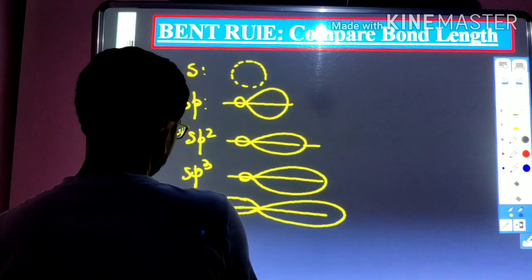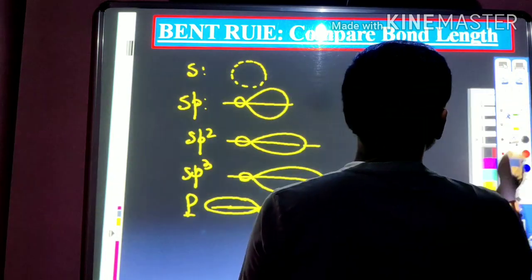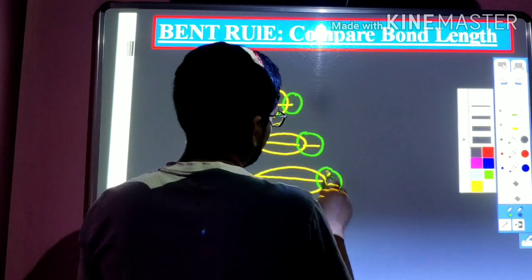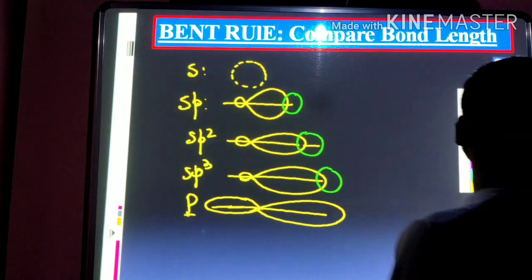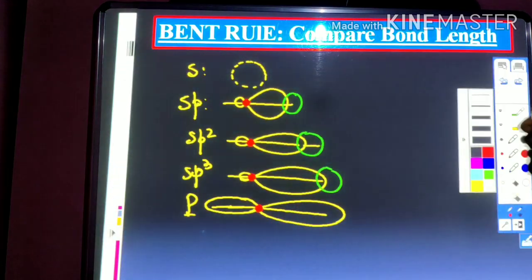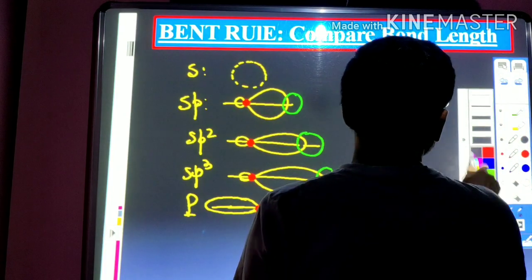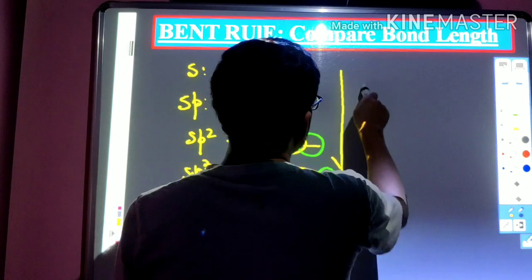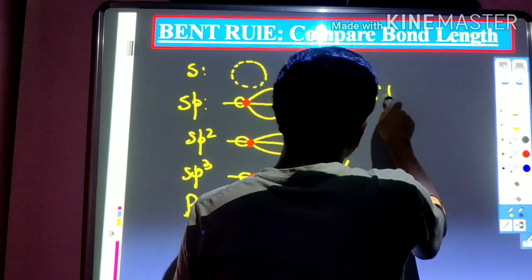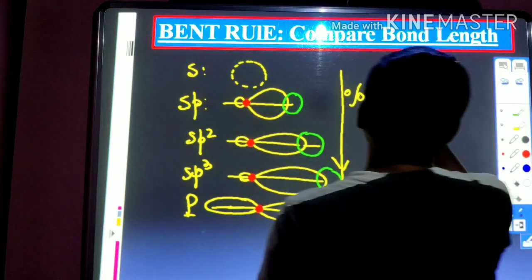Okay, this is the orbital. Now look at here. This is the nucleus. You can see that as the percentage of S character decreases from here to here, the orbital gets thinner and longer.